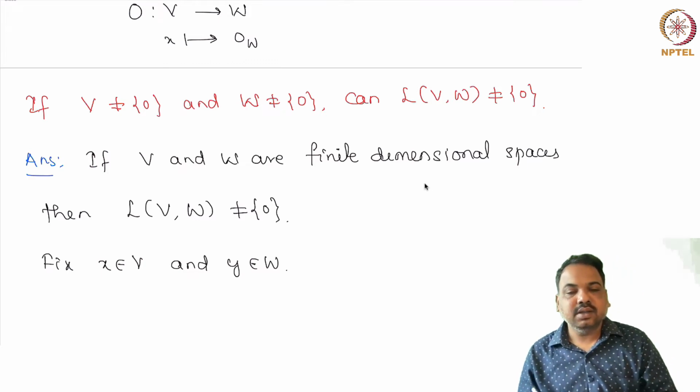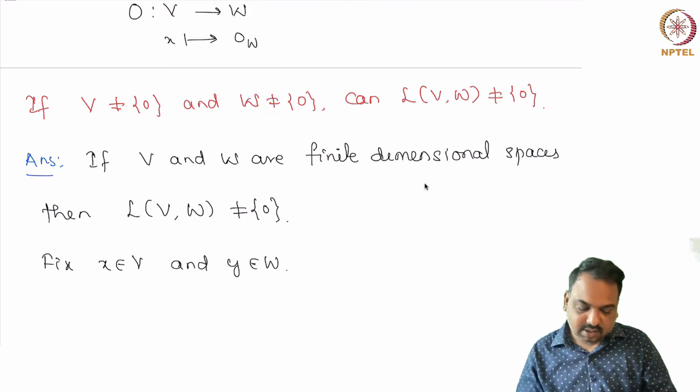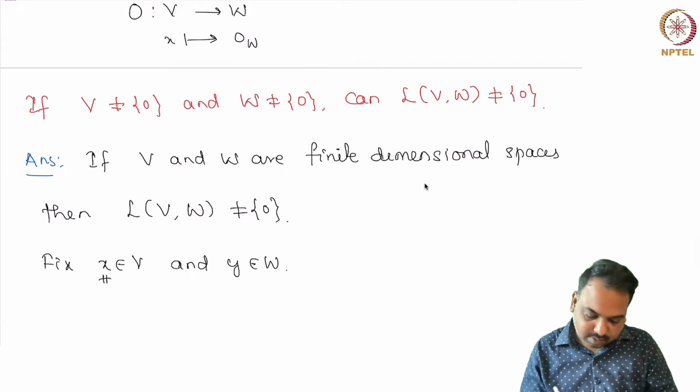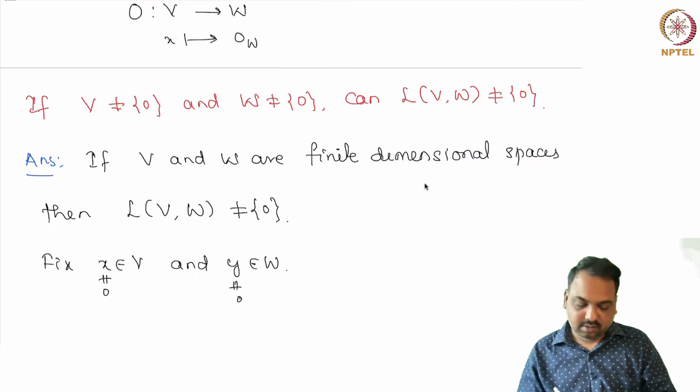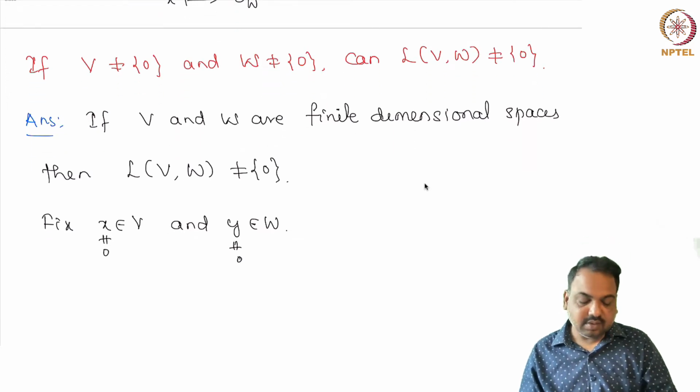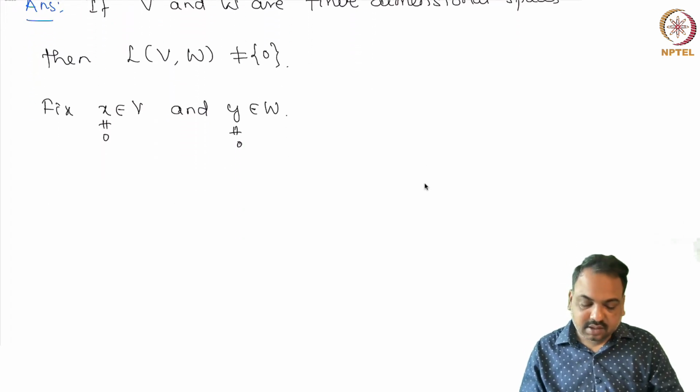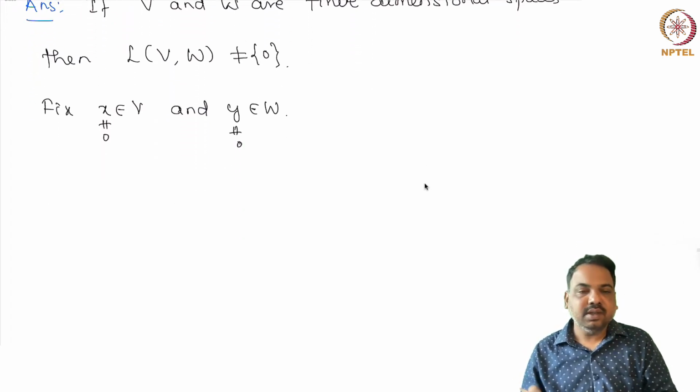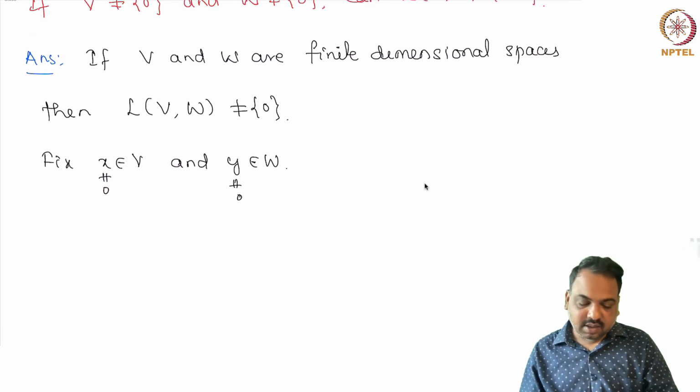Let us take x to be non-zero and y also non-zero. Now get a basis of V which contains x as one of the basis elements. Similarly, get a basis for W which contains y as one of the elements. Then you define a map which sends basis elements to basis elements, and you can check that it is a linear map. So in that way we can get a non-trivial or non-zero linear map from V to W.